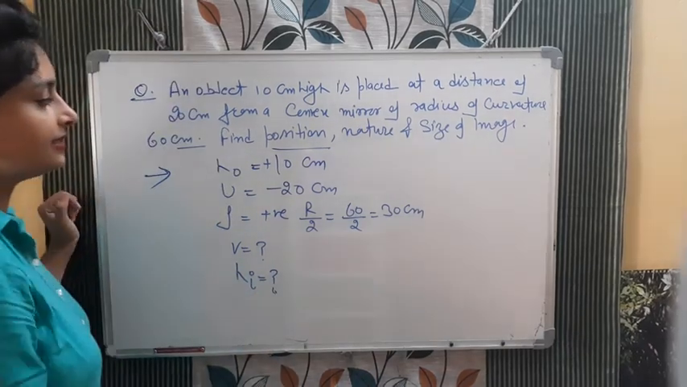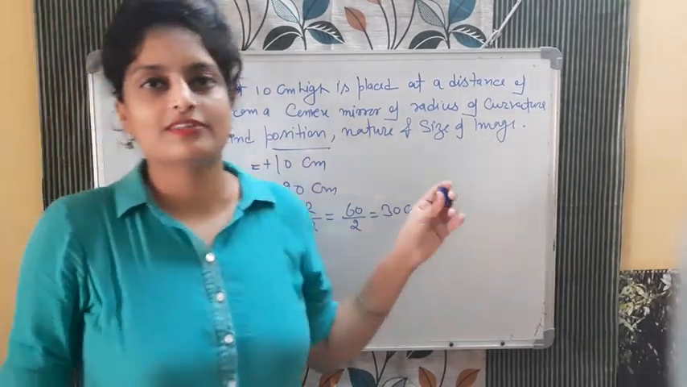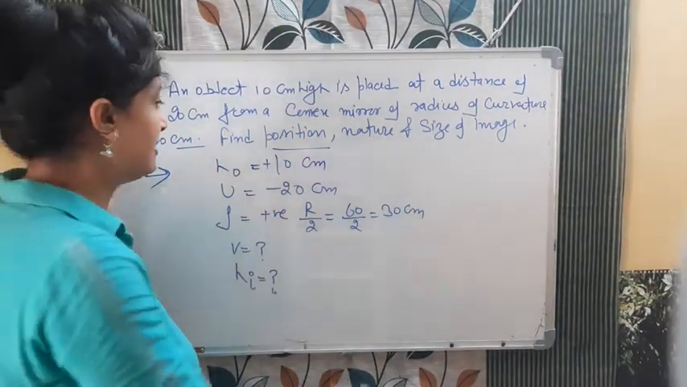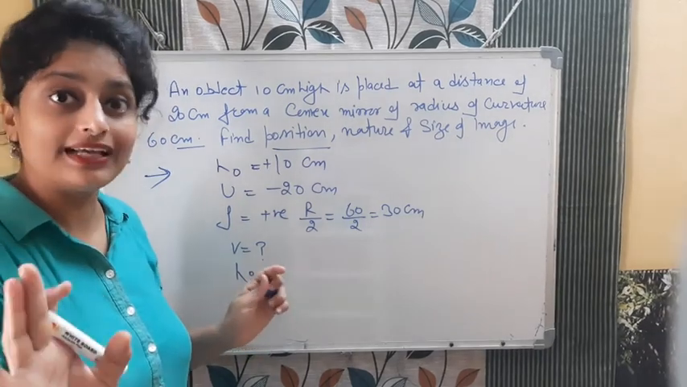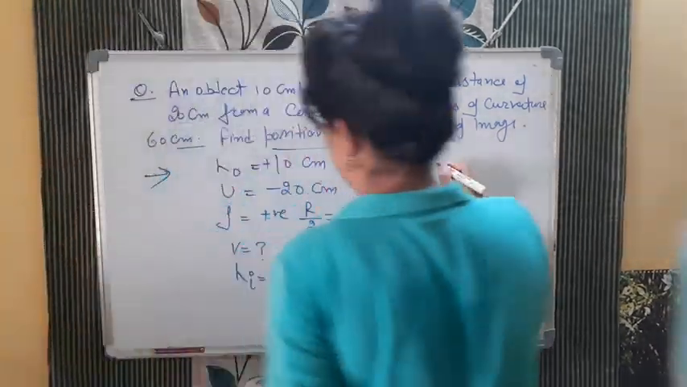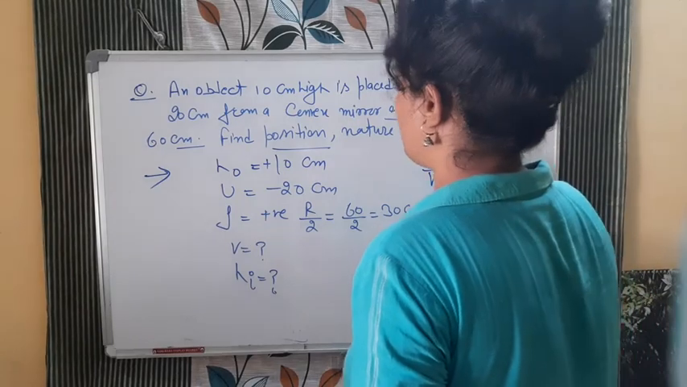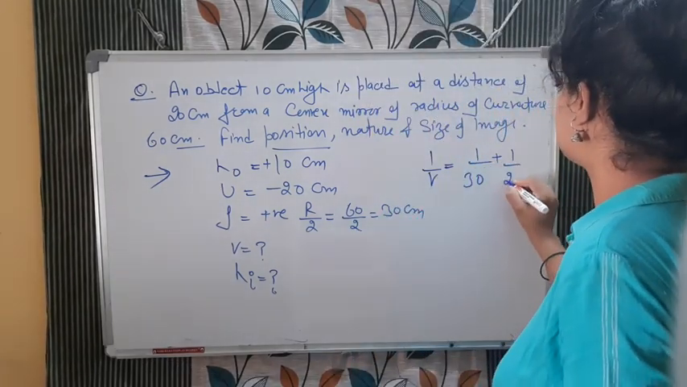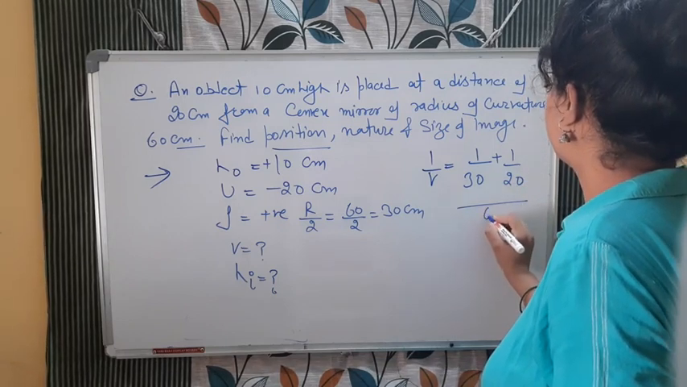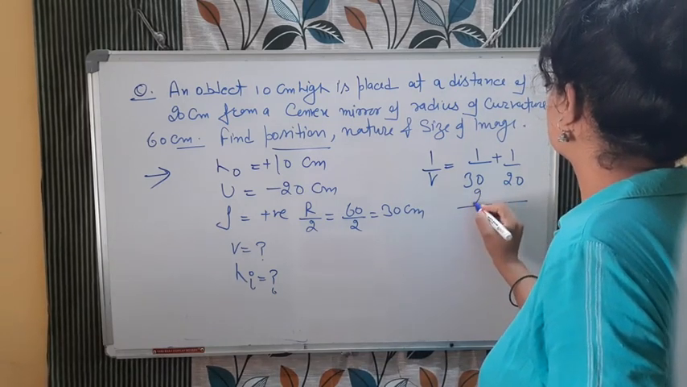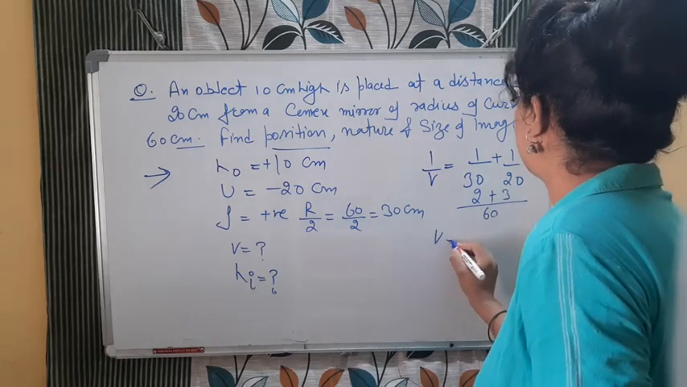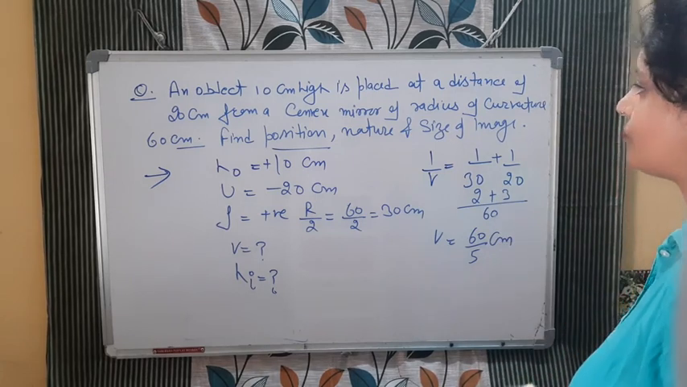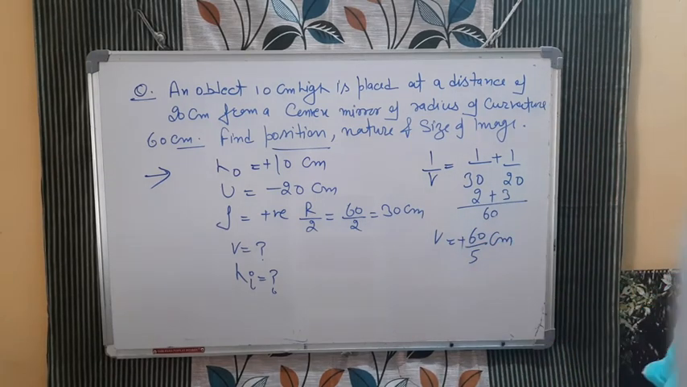ये हम लोगों को कैलकुलेट करना है and I think अभी तुम लोगों को बहुत सिंपल लग रहा होगा, सबको अच्छे से समझ में आ गया होगा. बहुत ही आसान से क्वेश्चंस हैं. It's not difficult. You need to just remember the sign convention. उसमें गड़बड़ नहीं करना है, otherwise पूरा क्वेश्चन गलत हो जाएगा. ठीक है. So 1 by V is equal to 1 by F, 1 by 30, minus 1 by U. So here V will be 60 by 5 centimeter. Okay, so V is what? Positive. Positive means it is virtual and erect.